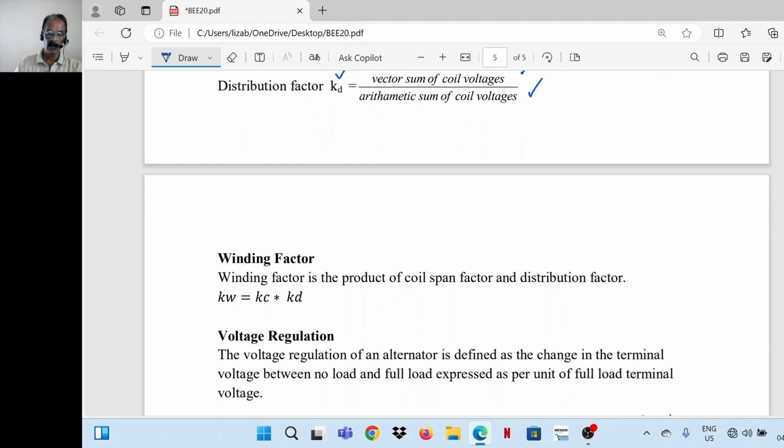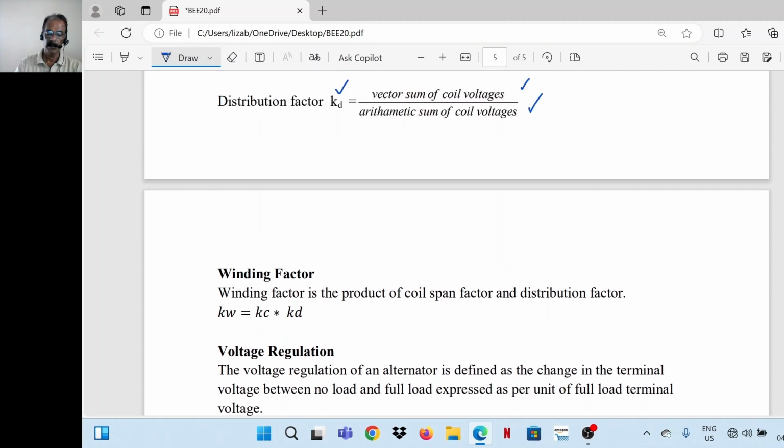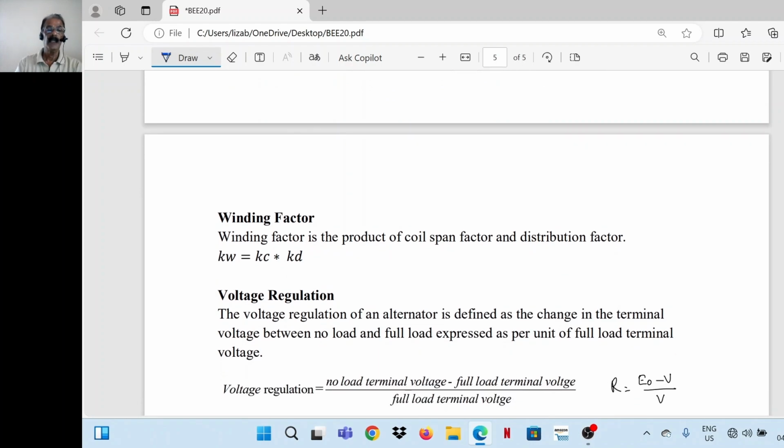Next, there is a factor called the winding factor. Winding factor is the product of the coil span factor and the distribution factor. So the coil span factor is related to the coil side voltage as a single coil. If the angular difference between the coil sides is not 180 degrees, it's less than that, then the total EMF will be less than the arithmetic sum.